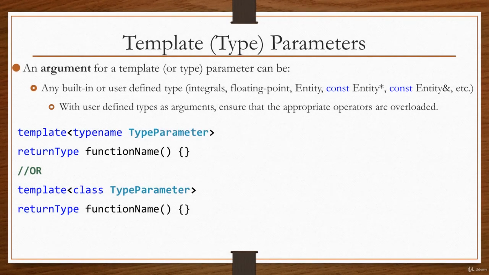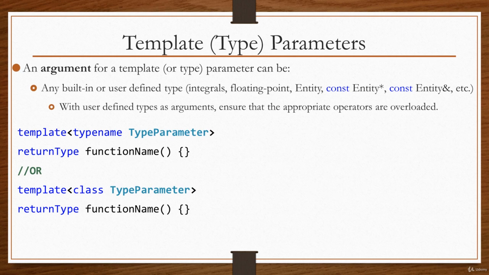A quick recap on type parameters. I'll talk about non-type parameters again in the next subsection. An argument for a type parameter can be any built-in or user-defined type. In other words, you can use integrals, floating point types, some custom types such as an entity or a vector, and of course you can have pointers or references to something. And you can also use const, so you can have a pointer to an entity constant, for example.